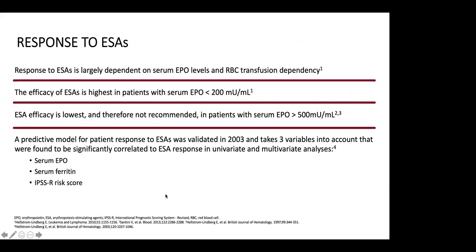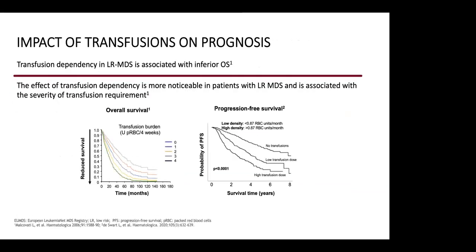Again, we like to see a response with erythropoietin stimulating agents, but if there is no adequate response, we could always go up on the doses and then further assess. If not, we can use luspatercept if they're low risk or with ring sideroblasts. Of course, survival is impacted. Survival and quality of life are both impacted by transfusions.